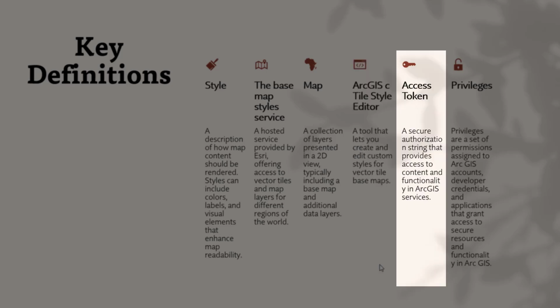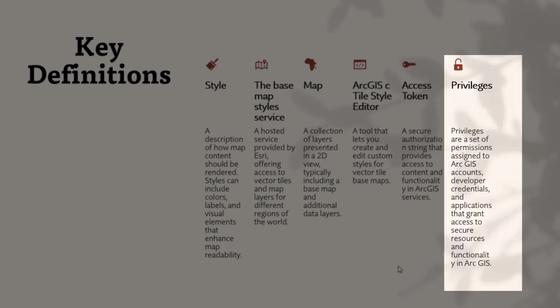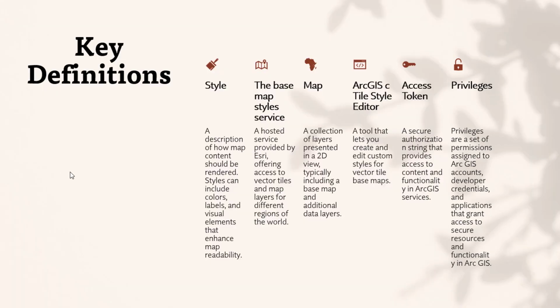Access Token: a secure authorization string that provides access to content and functionality in ArcGIS services. Privileges: a set of permissions assigned to ArcGIS accounts, developer credentials, and applications that grant access to secure resources and functionality in ArcGIS. These definitions will help you understand the terms used throughout this lesson and ensure you can follow along easily.